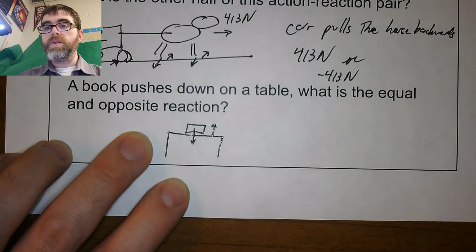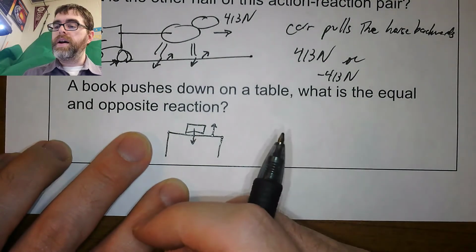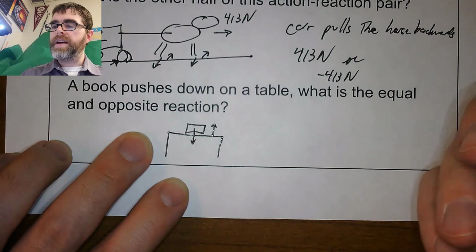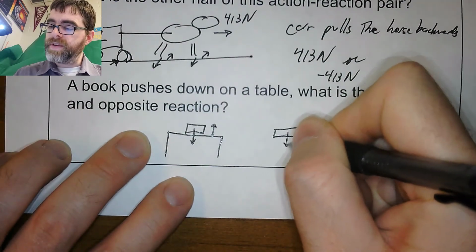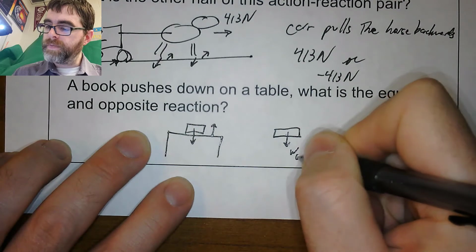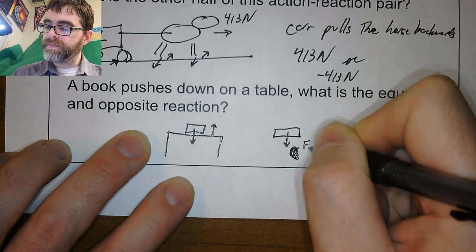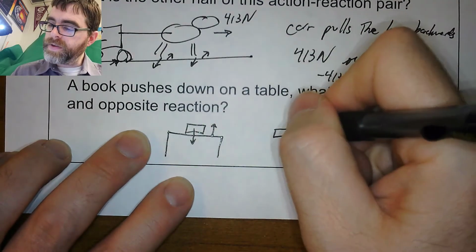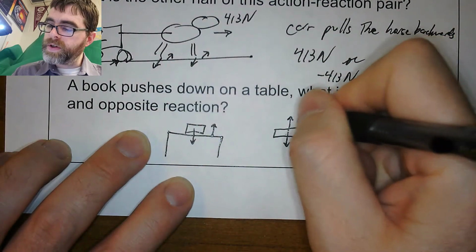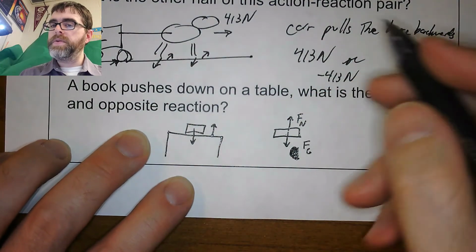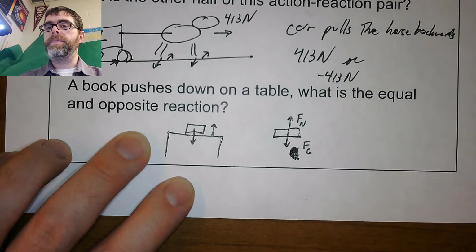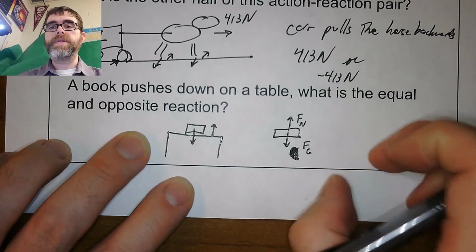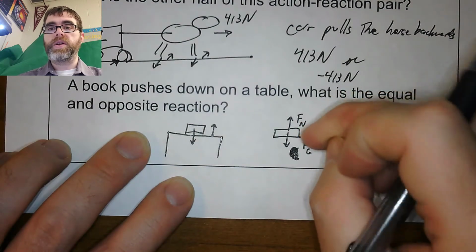Now, those aren't the only forces going on here. The book experiences two forces on it, and that is the weight of gravity, or force due to gravity, excuse me, and it feels a support force or a normal force coming from the table. Those two happen to be equal in size and opposite in direction, but they are not, let me repeat that, they are not an equal and opposite pair because they're both acting on the book.